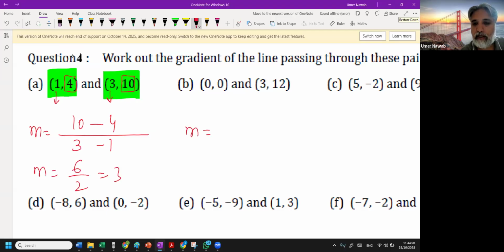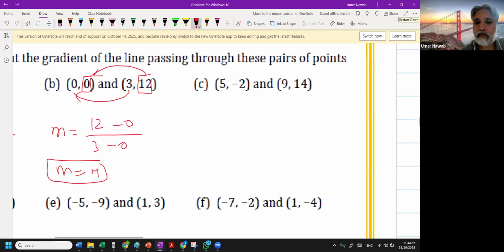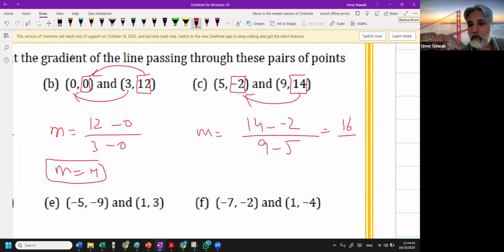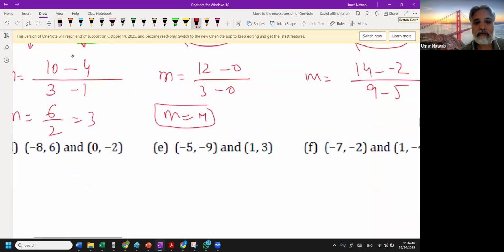Now I want to find the gradient here. y2 minus y1. So 12 minus 0 over 3 minus 0. So that will give you 4. Suppose in this question, this is my y1 and this is y2. I can write y2 minus y1, 14 minus -2 over 9 minus 5. So that gives me 16 over 4. The answer will be 4.